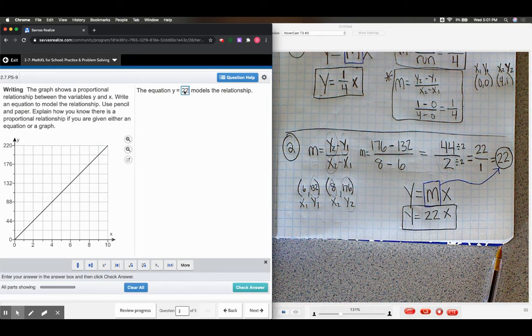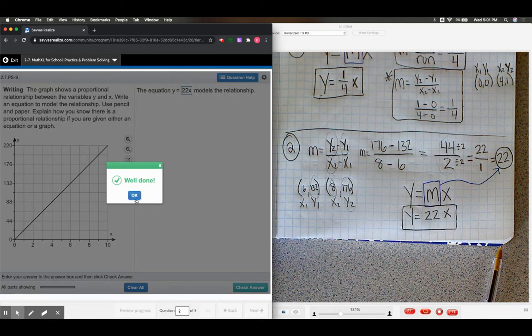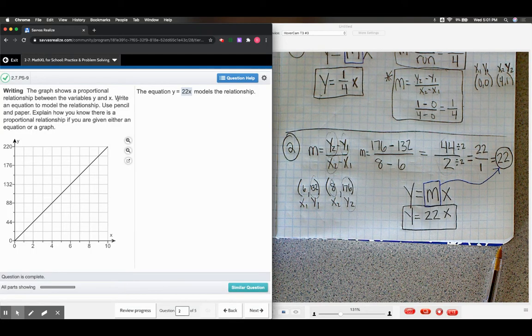Check it out. Oh, it's an S, not an X. Check it. Well done. So hopefully you're understanding that for now, writing equations can be pretty easy, as long as you can find the slope.